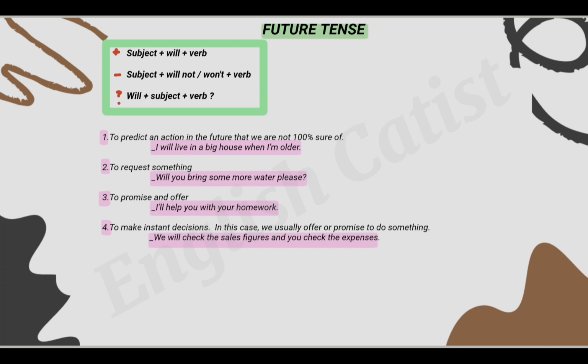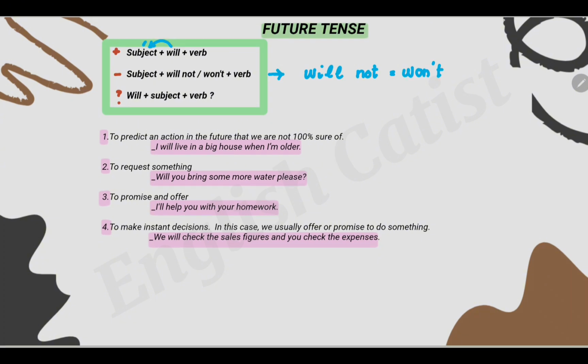Today we want to speak about future tense. At first, I want to say that we have two structures for future tense, but we want to start from the easiest one. I mean will plus verb. In this structure, we have subject plus will plus verb, or subject plus will not or won't plus verb. And for question form, we have will plus subject plus verb.